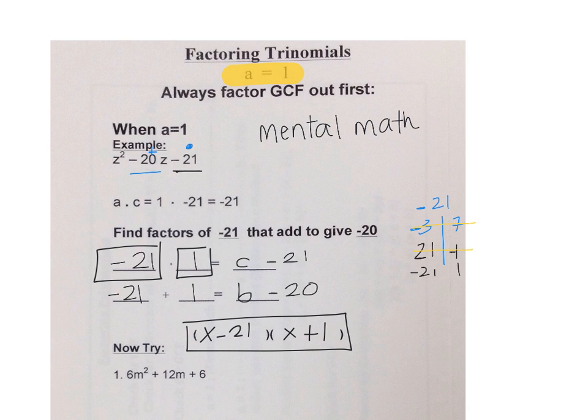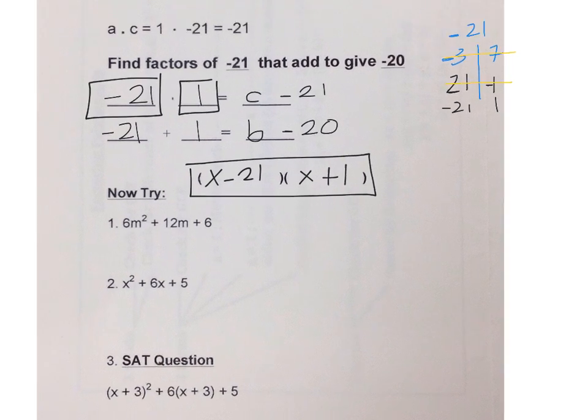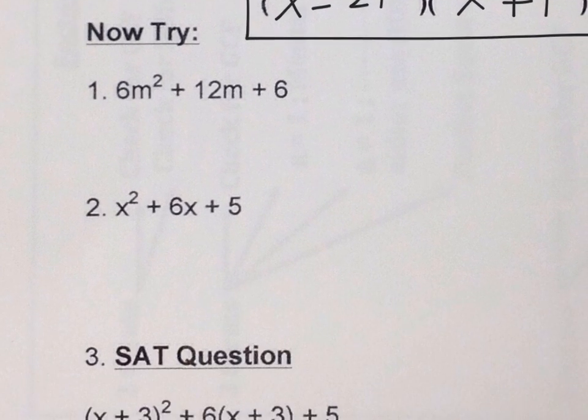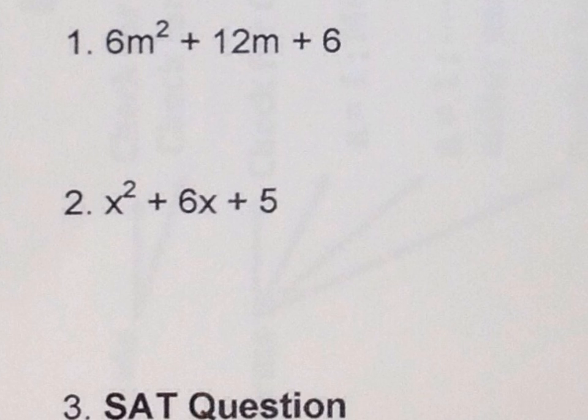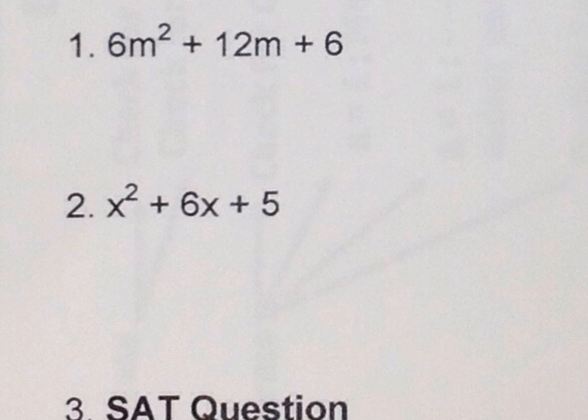Now let's move on to number 1. Always remember, every time they give you a problem that you need to factor, always check if there's a GCF first. Factor out the GCF because then you will make the problem 10 times easier, okay? I can see that the A, the B, and the C are all divisible by 6, so I can factor out a 6.